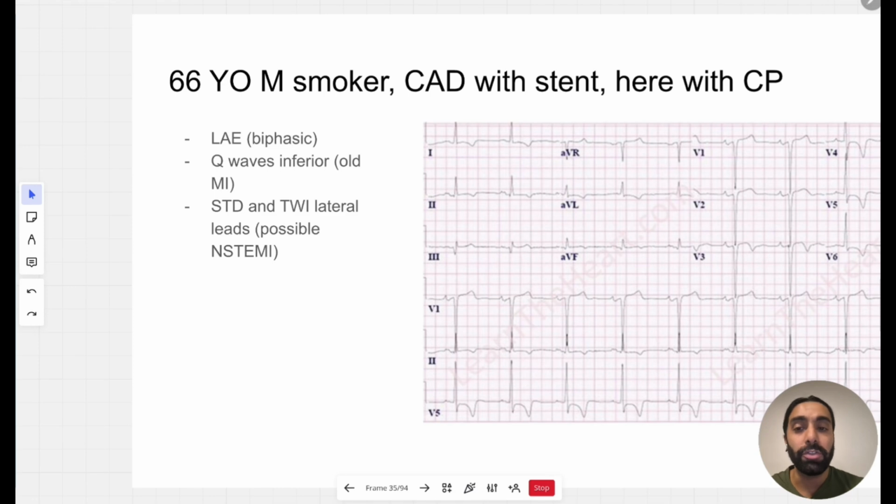You don't want to stress these patients, especially if their troponin is elevated and they already have these ischemic findings on EKG. Think about it like their heart's already stressed. So what is a stress test going to do?